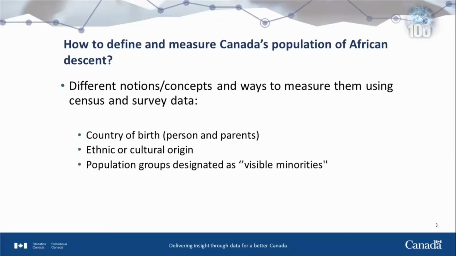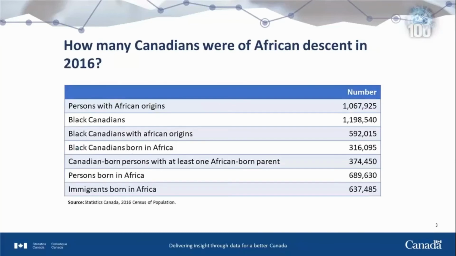But still, Statistics Canada right now is revisiting the use of visible minorities for analytical and dissemination purposes in order to better understand the diversity within the population. So if we move to the next slide, as I just mentioned, given these different concepts, it is key to understand that in the census, not everybody identifies as being of African descent. How do we measure the population of African descent?